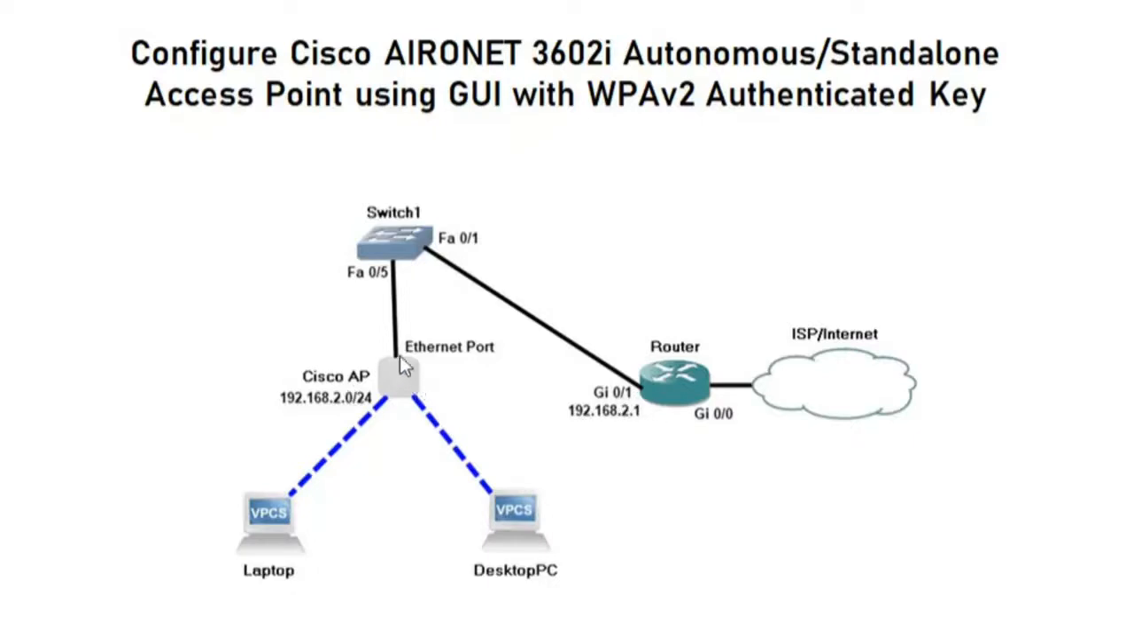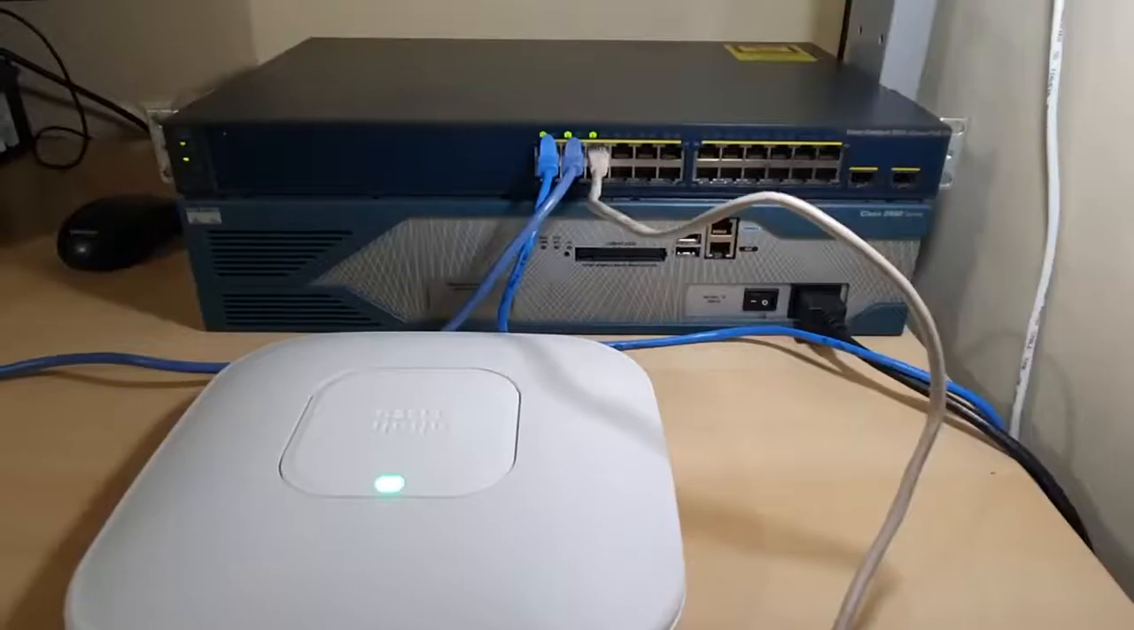Next, I will show you how to configure the Cisco access point with the GUI interface. Once all the configuration is done, we will connect my laptop and desktop PC to the wireless radio interface, and finally we'll check the connectivity by using the internet. So let's go to the next step.